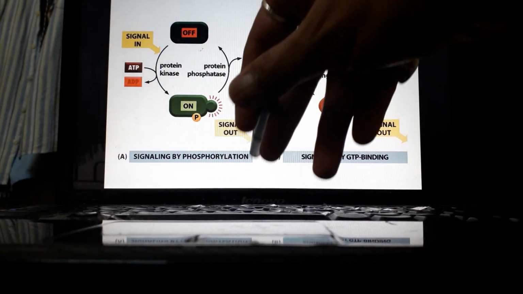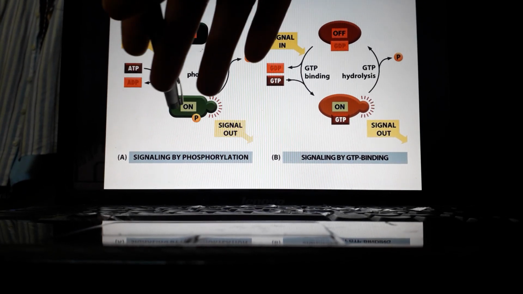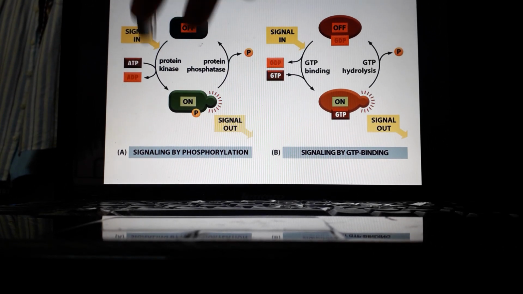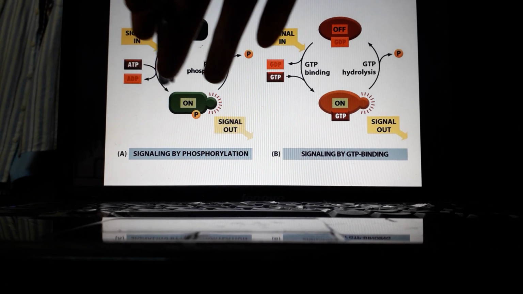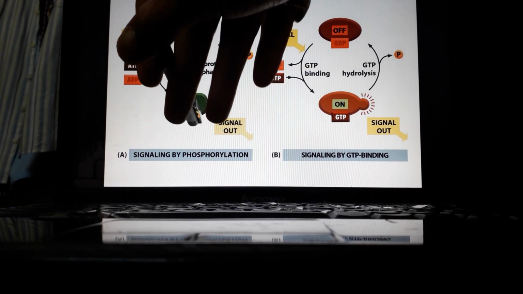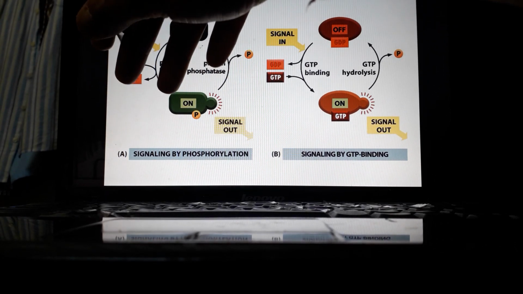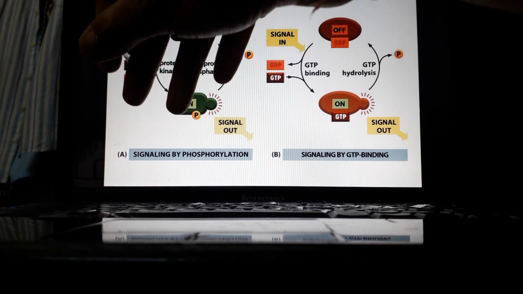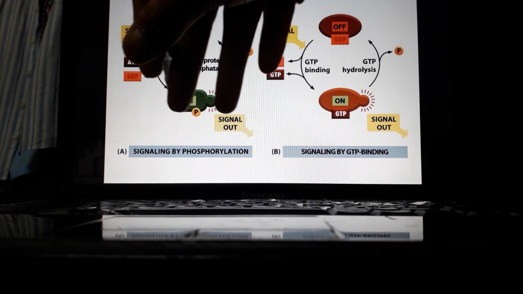So phosphorylating a protein basically changes its conformation and therefore changes its activity. These phosphorylation switches are initiated by protein kinases, which phosphorylate a protein by adding one phosphate group from ATP. The ATP is converted into ADP, and the released phosphate is added to the protein. Therefore the protein's conformation changes and it becomes active.